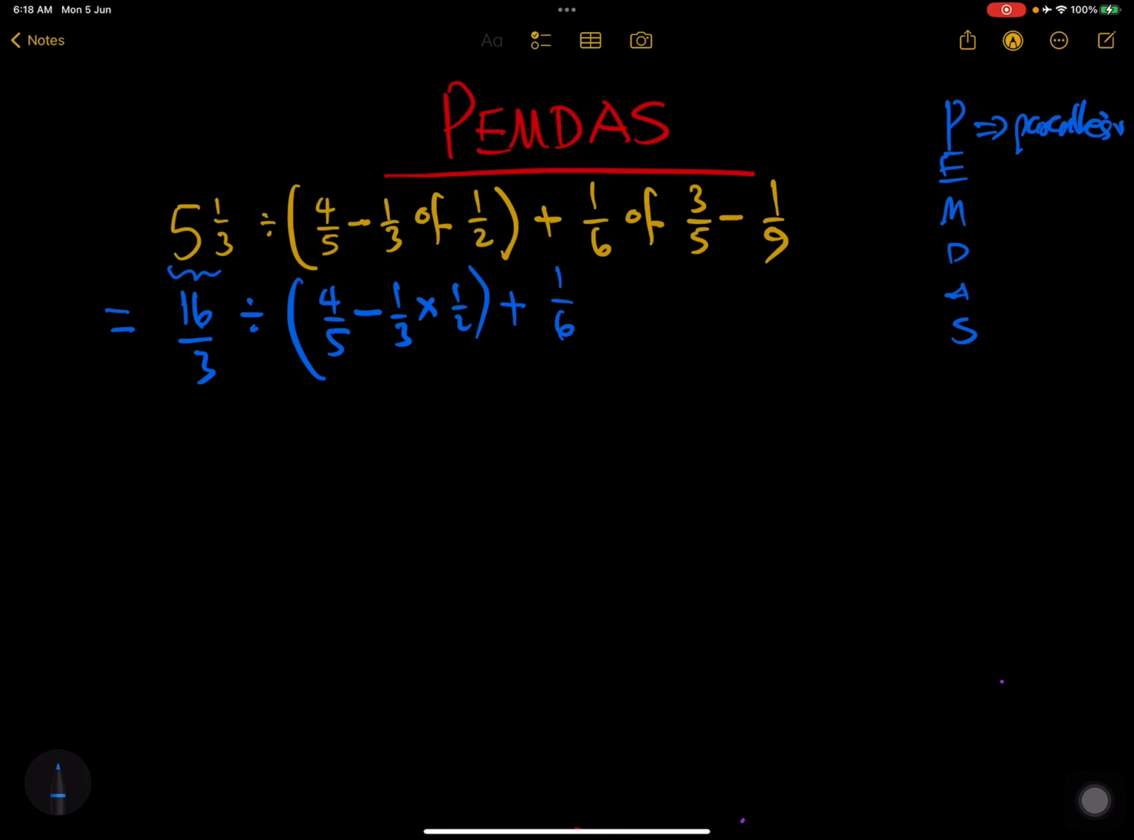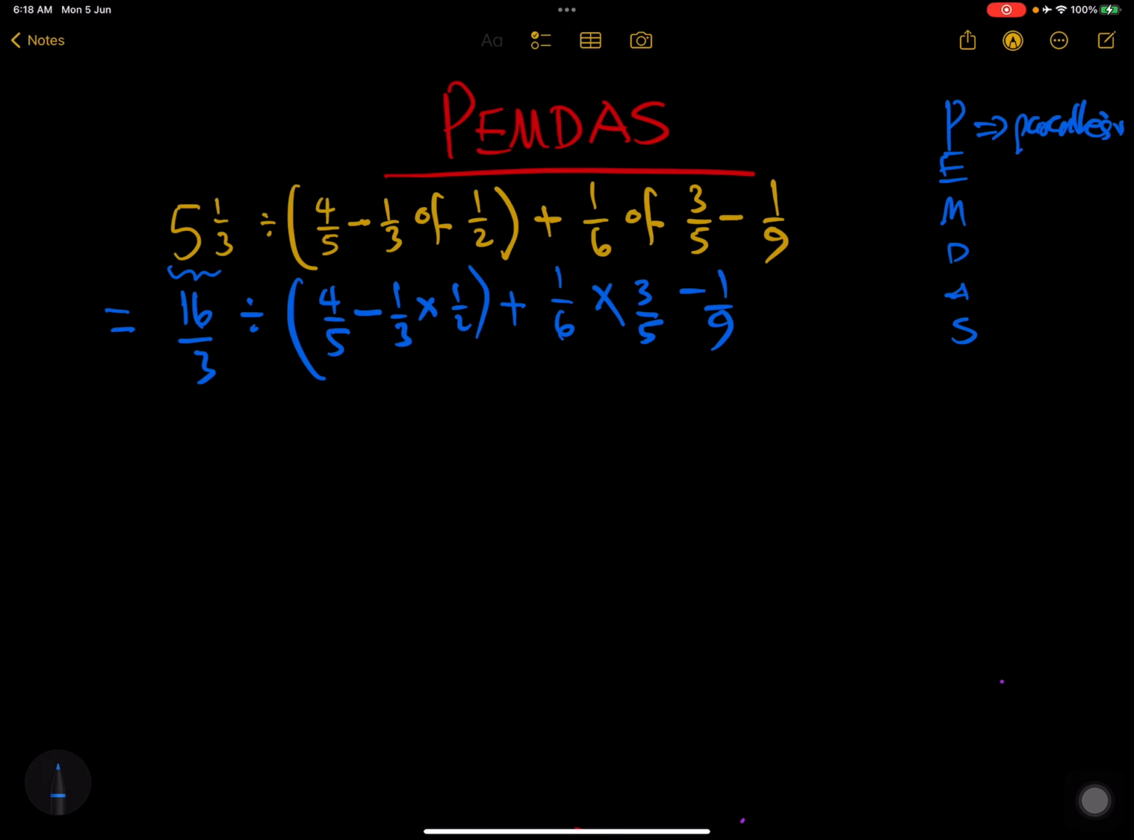The "of" there means multiplication. So we are going to change that again into 3 over 5 minus 1 over 9. Now we are done with that. I think we're done with the "of"s because the "of"s are multiplication. We're done with the parentheses. No, we are not done with the parentheses, but the "of"s are multiplication.